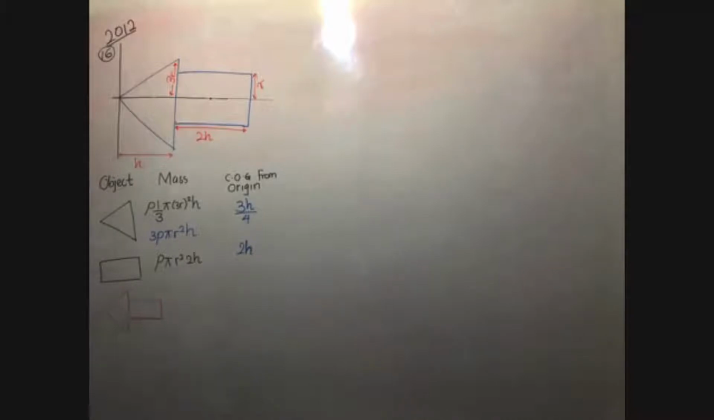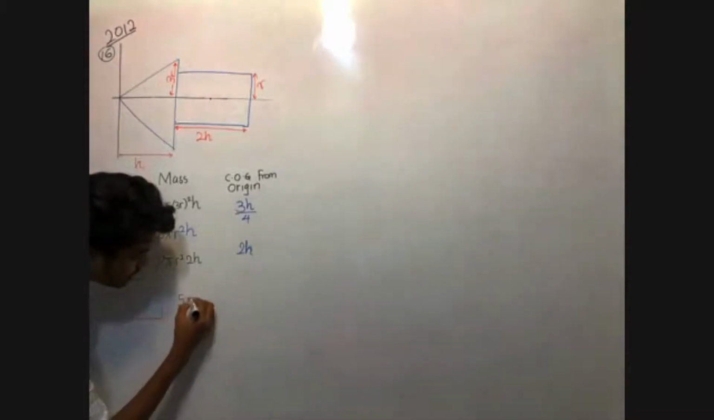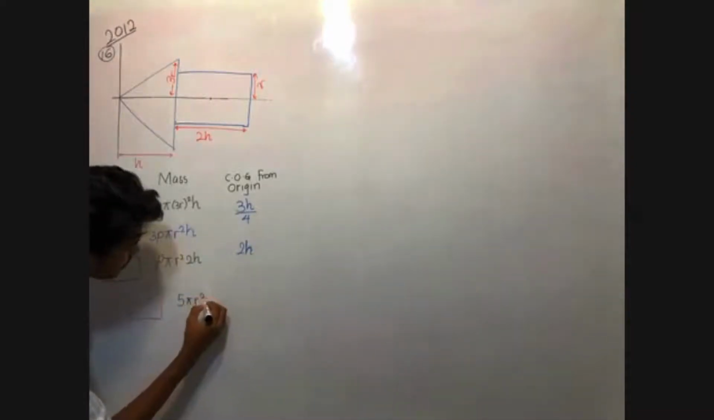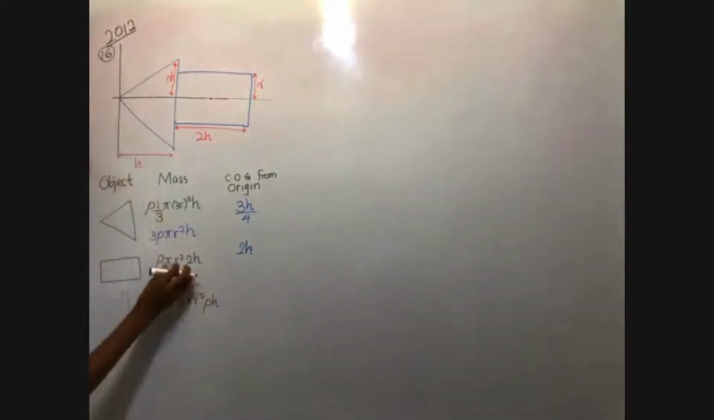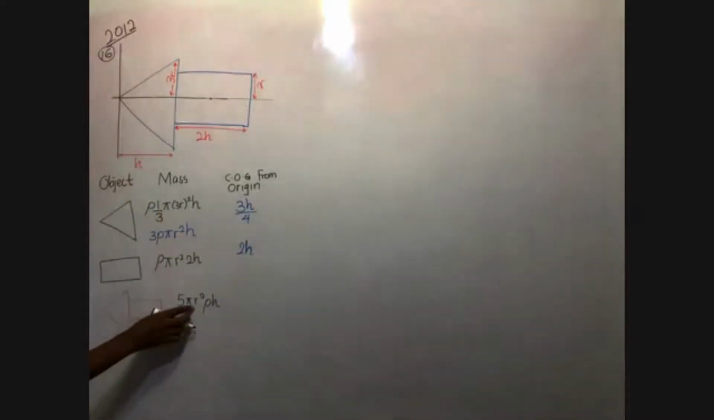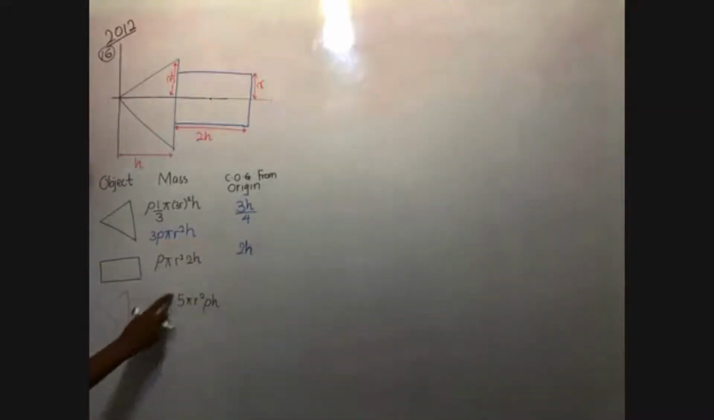So let's add the two masses: 2 5r squared h and 3 5r squared h. When these two are added, it's going to be 5r squared rho h. This is 2 5r squared rho h, this is 3 5r squared rho h. Therefore, we added 5r squared rho h. So the center of gravity is, maybe, somewhere here.